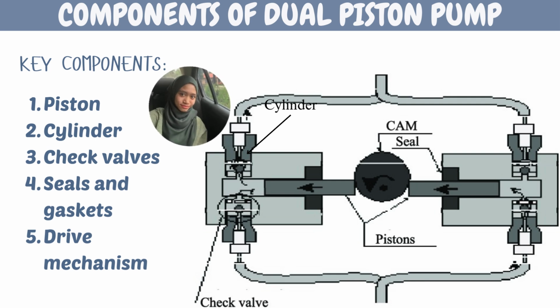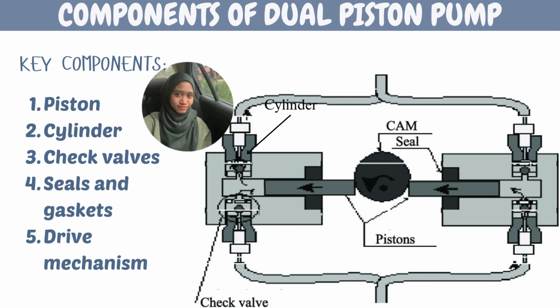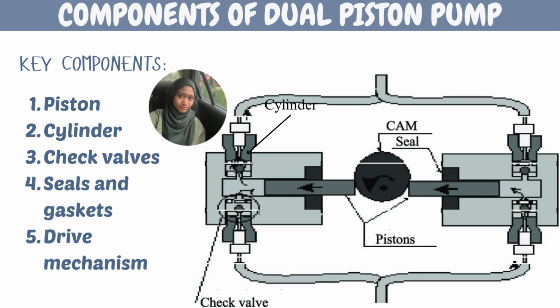Last but not least, dual piston pump has a component of drive mechanism in it. Typically, it is a crankshaft or a cam. It is a rotating component with eccentrics or lobes that create the necessary linear motion for the pistons.